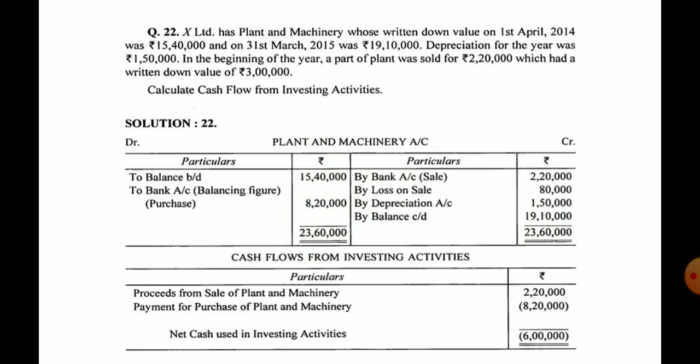Now on the basis of this you can calculate cash flow from investing activity. Proceeds from sales of machinery is 2,20,000. Payment for purchase of new plant and machinery is 8,20,000. So net cash used in investing activity is 6 lakh.